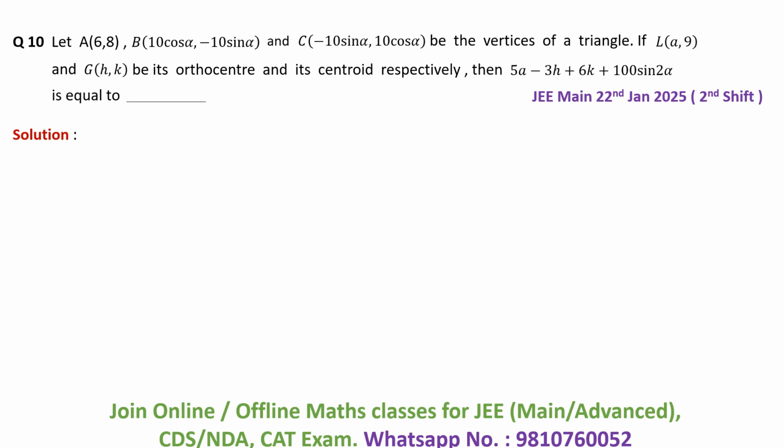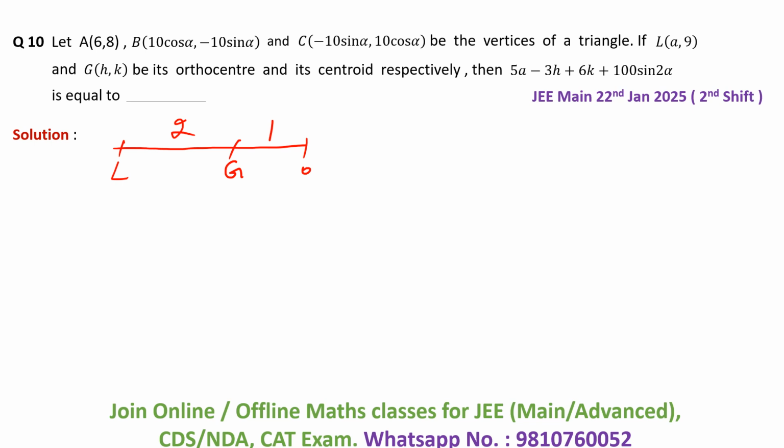Now students, that important property which we have to use in this particular question is that in any non-equilateral triangle, the centroid always divides the line joining the orthocenter and circumcenter in the ratio 2:1 internally. That means if L is the orthocenter, G is the centroid and O is the circumcenter, then G divides LO in the ratio 2:1 internally.